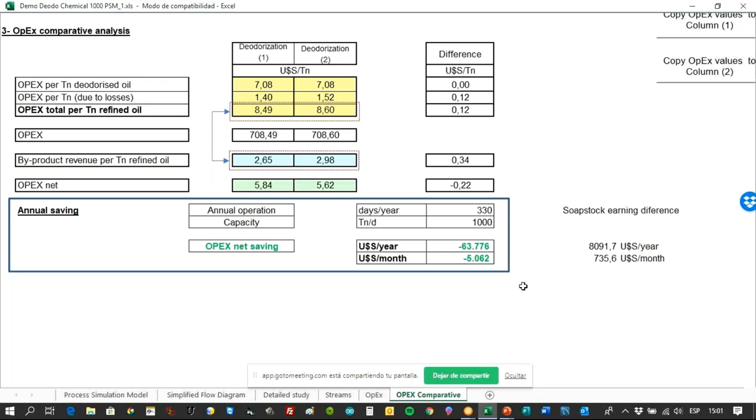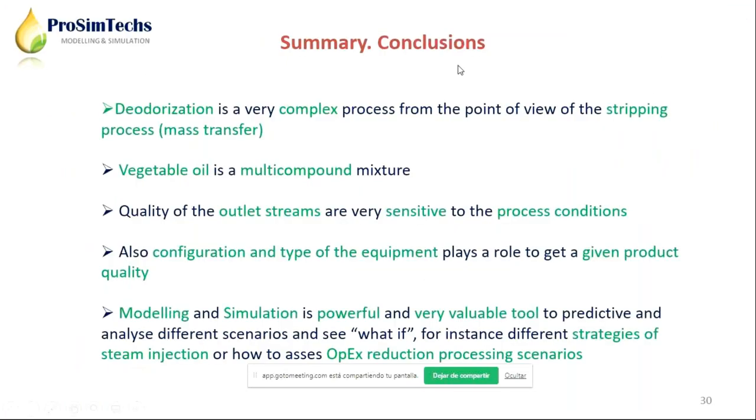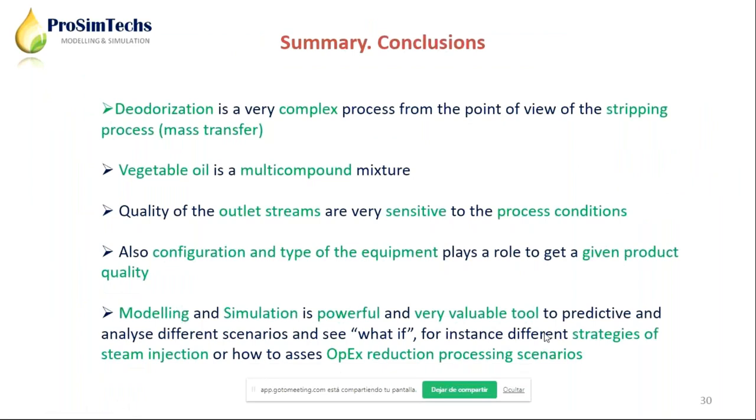And if we consider an entire year, we are getting a saving of about $63,000 a year. Okay, and this was just because we have increased the free fatty acids entering the deodorizer, and this is because we know that we can get a much higher price if we sell distillate than if we sell soap stock. Okay, this was it. I think we have quite exceeded the presentation time. So these are some conclusions that I have put in my slides. Since this webinar is recorded, you will be able to read them later.